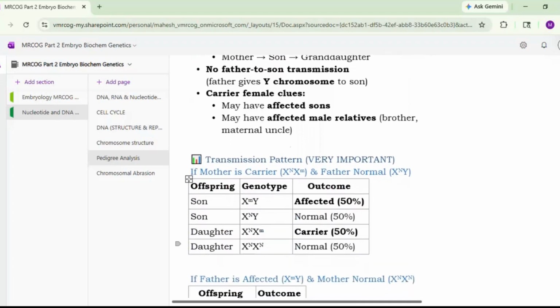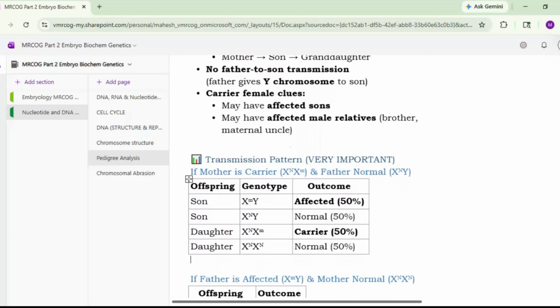What is the transmission pattern? Mother is a carrier and father is normal. Now, what is the situation here? Mother is a carrier and father is normal. So, 50% of the sons will be affected while 50% will be normal. Among daughters, 50% will be carriers and 50% will be normal.